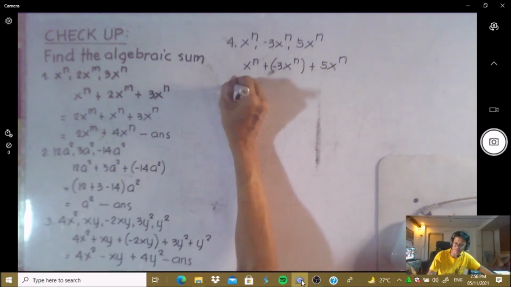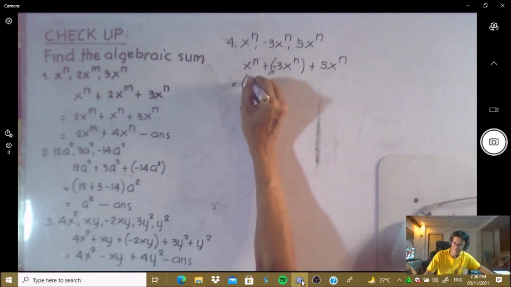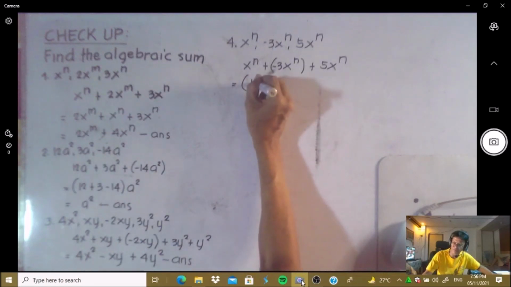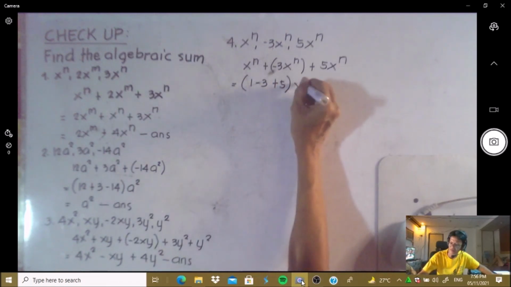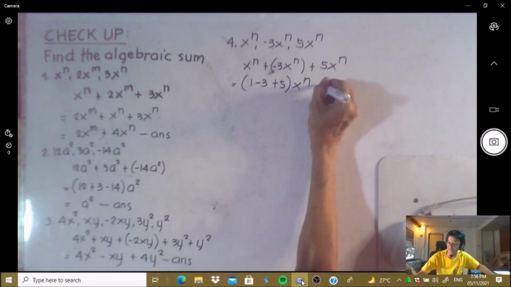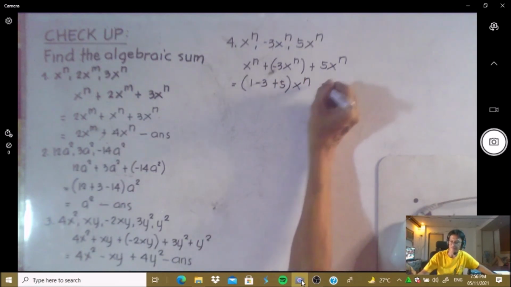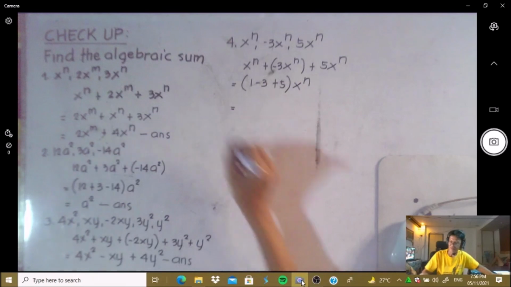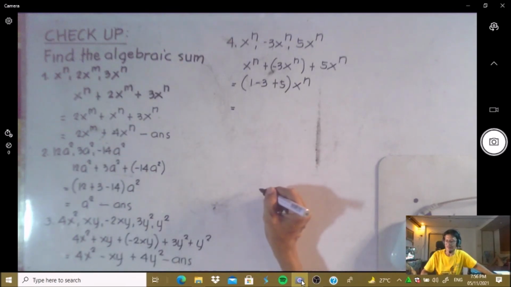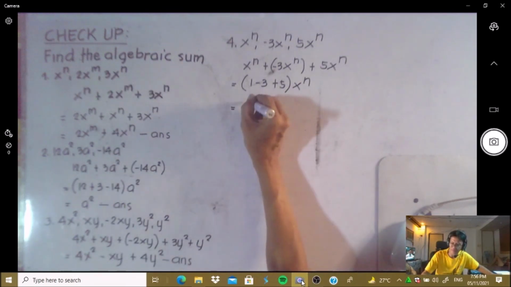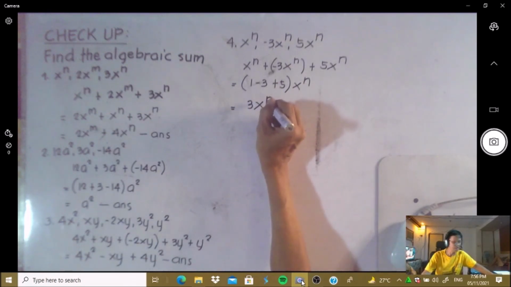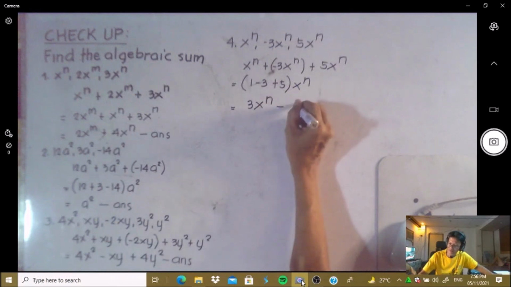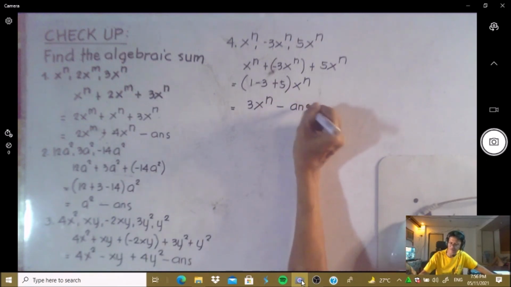Therefore, we have 1, then plus negative 3 or minus 3 plus 5. Then factor out x raised to n, and therefore that is equal to 1 minus 3. Okay, that is 6 minus 3. Therefore, we have 3x raised to n. And that is our final answer.